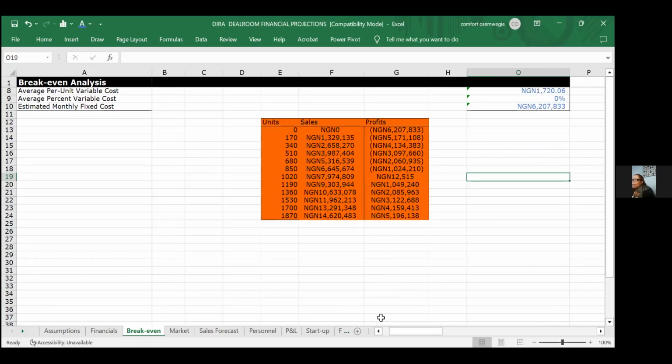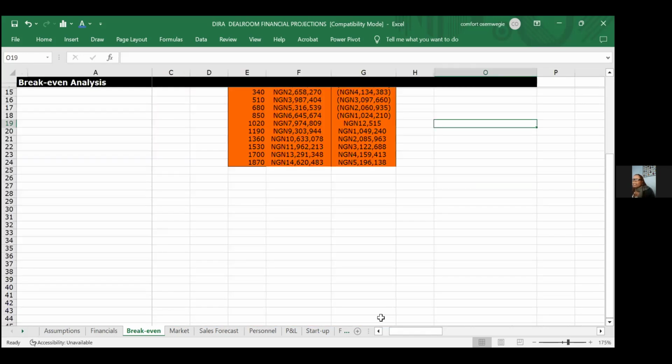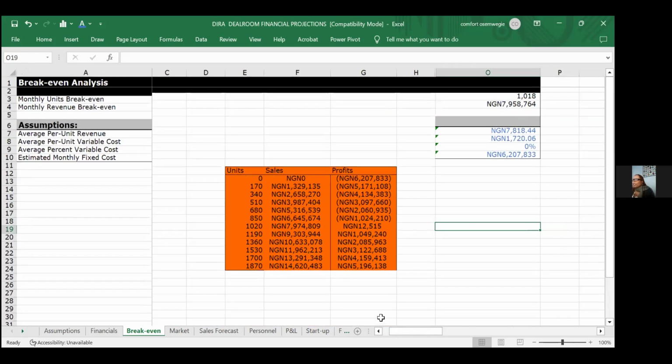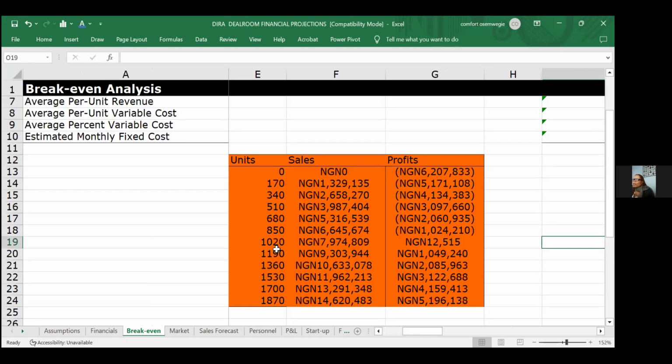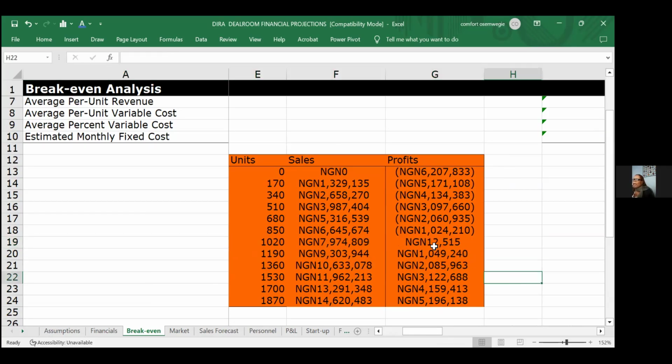So if you want to know if your business has broken even, you will see that this particular company wasn't making that much money. They broke even when they sold 1,020 units. You can see that's when they became profitable. From losing 6 million, 5 million, that's why it's in brackets, that's negative. And then they go to this number 19, and then they now break even. That's when they have sold enough to ensure that they are now in profitability mode.